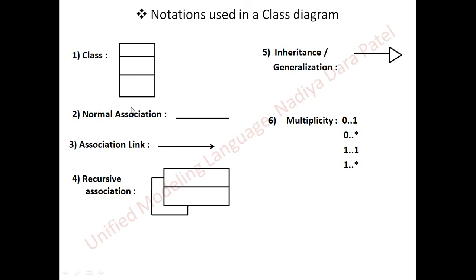The second notation is the normal association, which we have already studied in the use case diagram. The next type is the association link. Now this is a type of association, but the association is popular for not having arrow directions and it is just a simple line. The association link has an arrowhead.